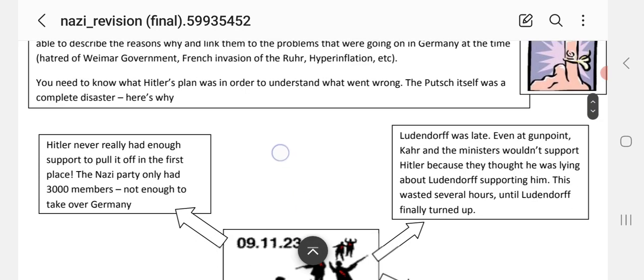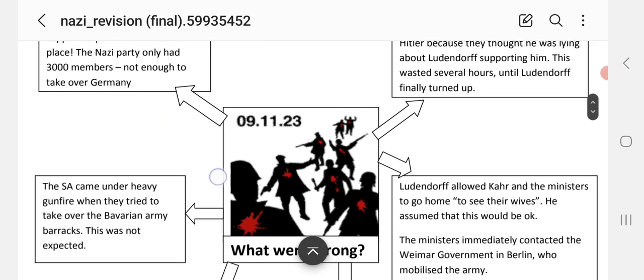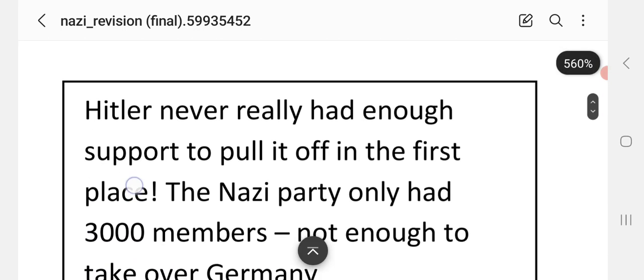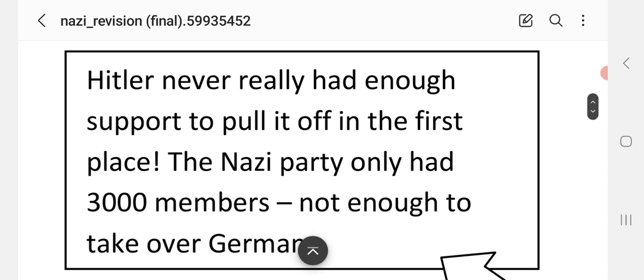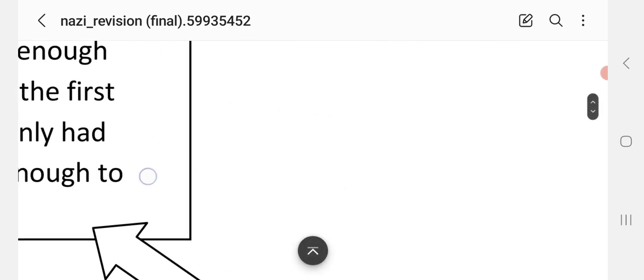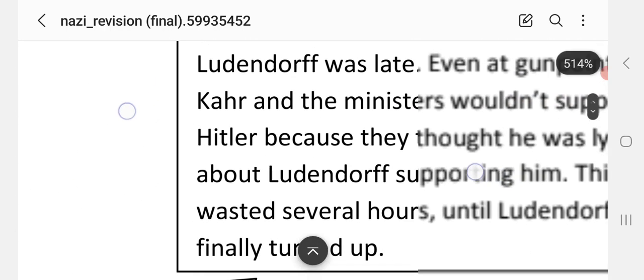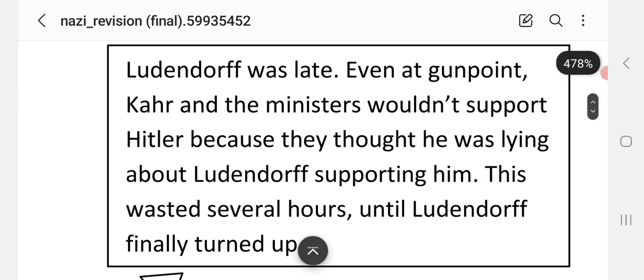Well, what went wrong? Hitler never really had enough support to pull it off in the first place. The Nazi Party only had 3,000 members, not enough to take charge of Germany. Ludendorff was late. Even at gunpoint, Kahr and the ministers wouldn't support Hitler because they thought he was lying about Ludendorff supporting him. This wasted several hours until Ludendorff finally turned up.